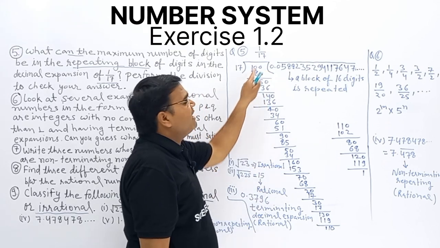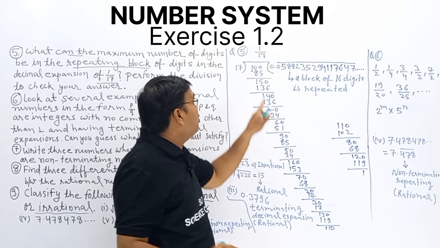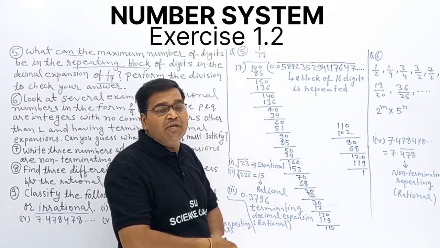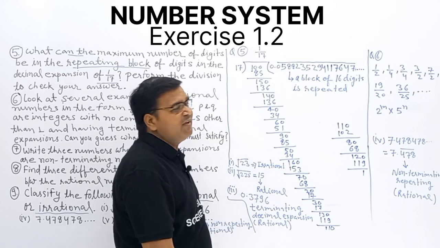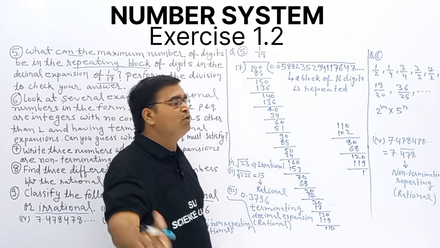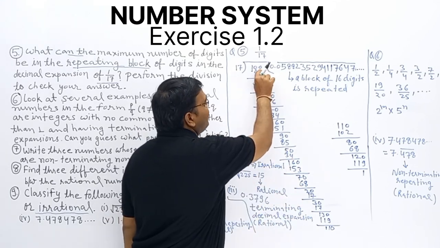We are having now 10. But again 10 is smaller than 17. We cannot divide 10. It is not going one time. So we will use, or we require, 10. We put 10 there.